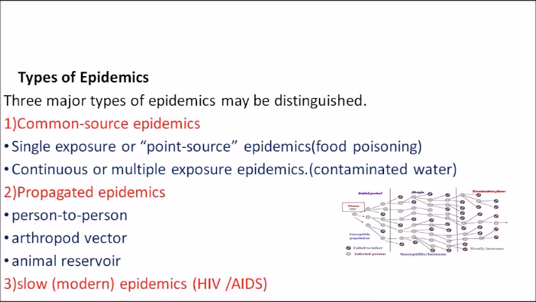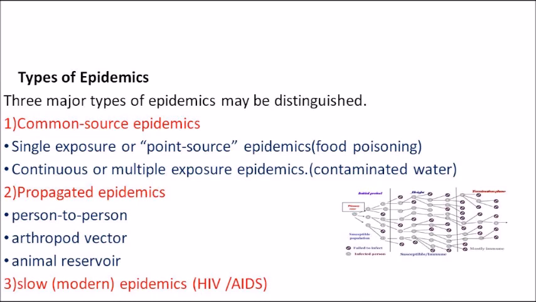Okay, next one is propagated epidemics. As the name suggests, it is like propagating. It can spread infection from person to person, or from an arthropod vector, or from the animal reservoir. The best example of a propagated epidemic is corona.